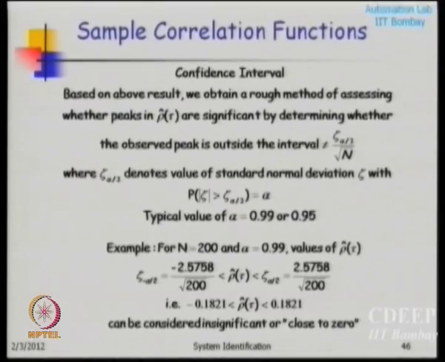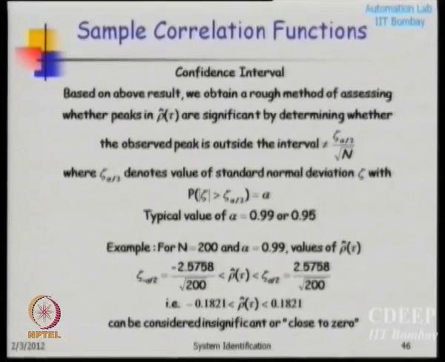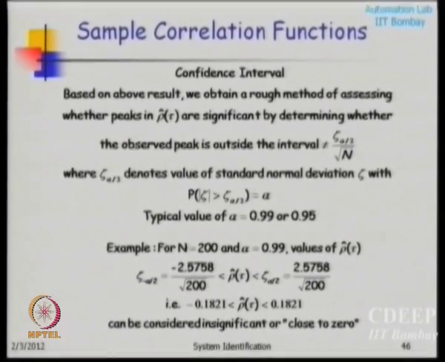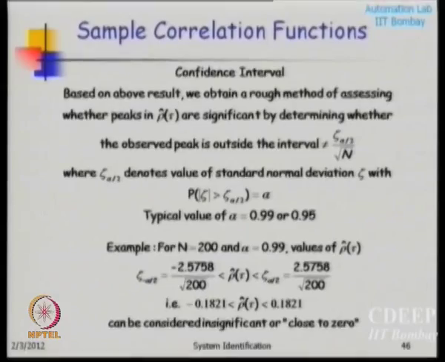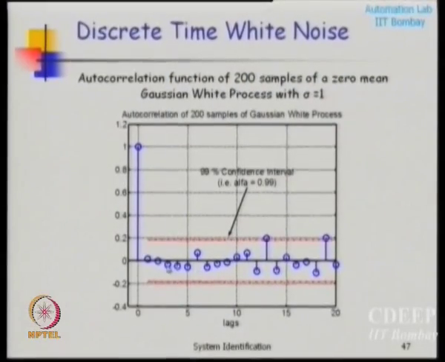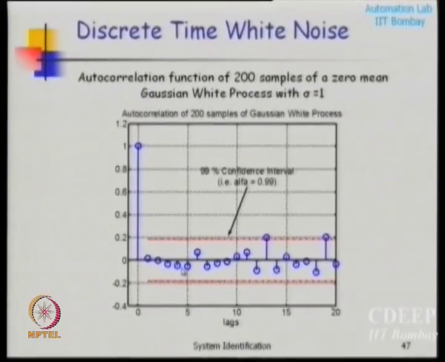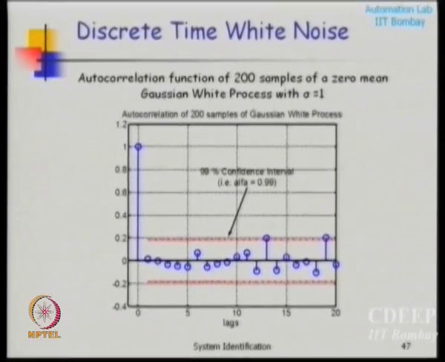And I have shown here, for a white noise, how I compute these bounds. I have taken a white noise which is Gaussian, mean 0, variance 1, taken 200 samples in MATLAB and found a realization. For that realization I want to see if there is autocorrelation. And as we have seen here, it does not come out to be exactly equal to 0, it comes close to 0, and to take a call that it is close to 0, I have to use this confidence interval. Everything that is within the confidence interval is negligible.